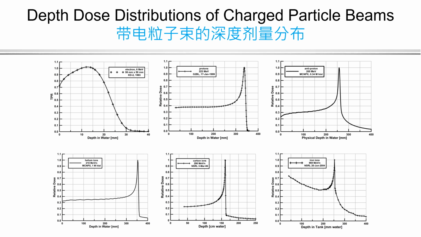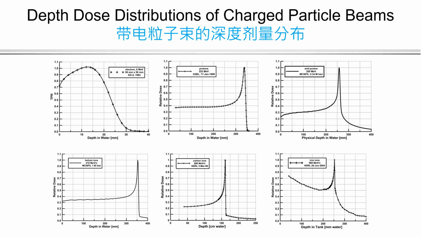The center figure on the top row is for a 250 MeV proton beam. The dose is relatively constant with depth for most of its penetration, rises rapidly just before the particles lose all their energy, and then drops sharply almost to zero. The figure at the upper right is for a 200 MeV anti-proton beam. This distribution is very similar to a proton beam, except the peak is slightly broader and it has a long tail.